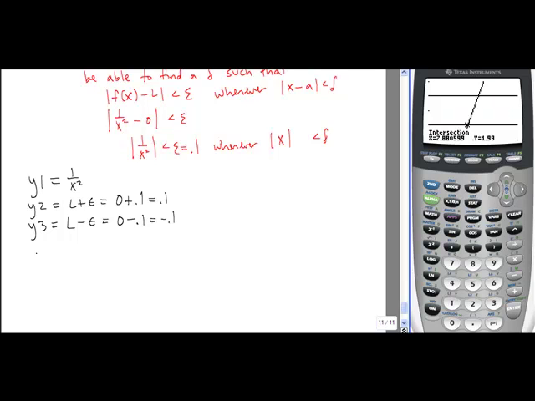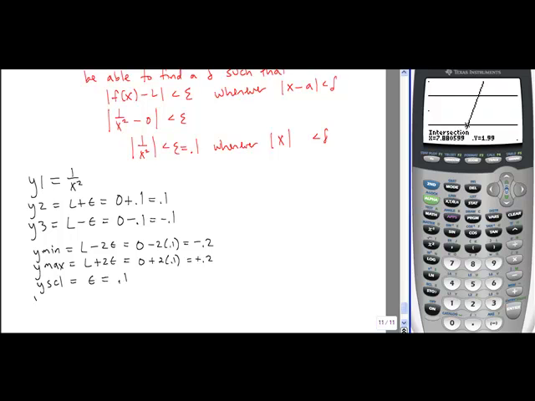We are going to let our y min, so that we have a little room here to see these horizontal lines, be L minus 2 epsilon. The limit is 0, and 2 epsilons would be 2 times 0.1, so this is going to be negative 0.2. We're going to let our y max be L plus 2 epsilon, so that's going to be 0 plus 2 times 0.1, or a positive 0.2. And we're going to let our y scale be epsilon, which is that 0.1.